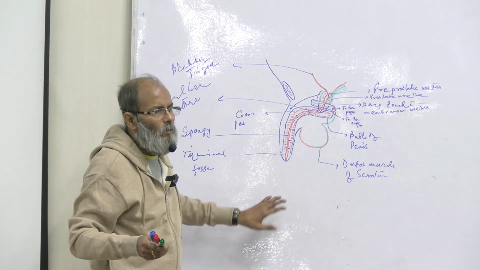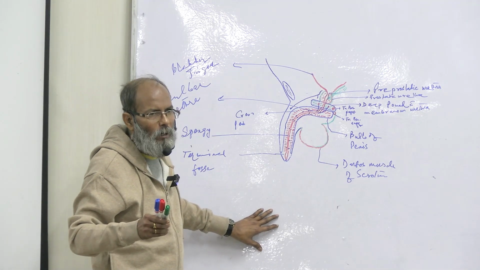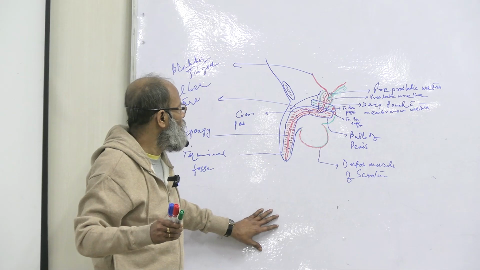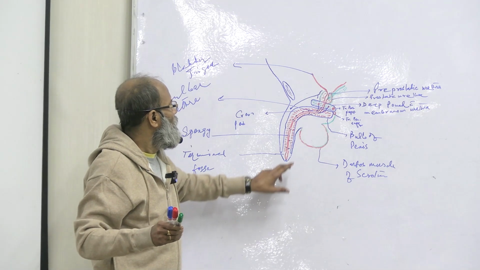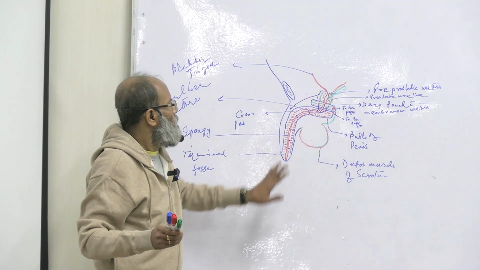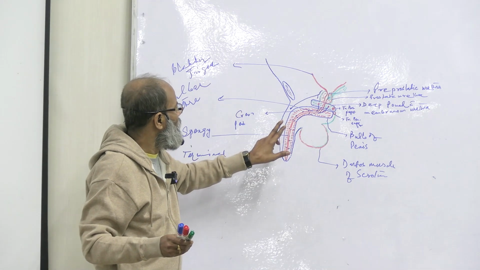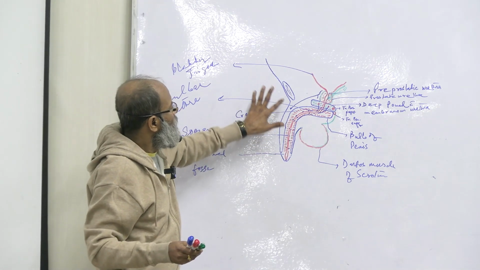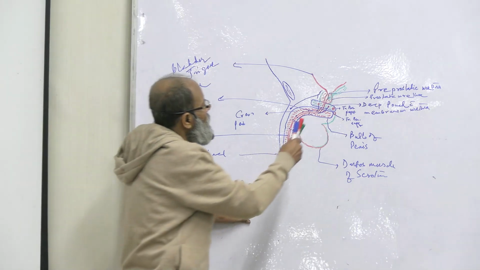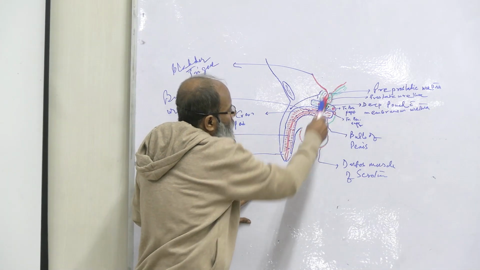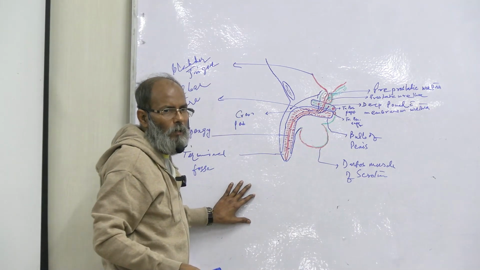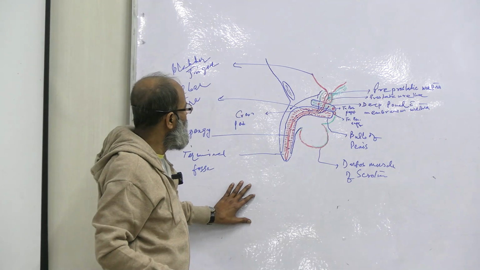These are simple tubular mucus glands. And these two are the bulbourethral glands with duct. This is the symphysis pubis, and it is the terminal part of the bladder trigone.